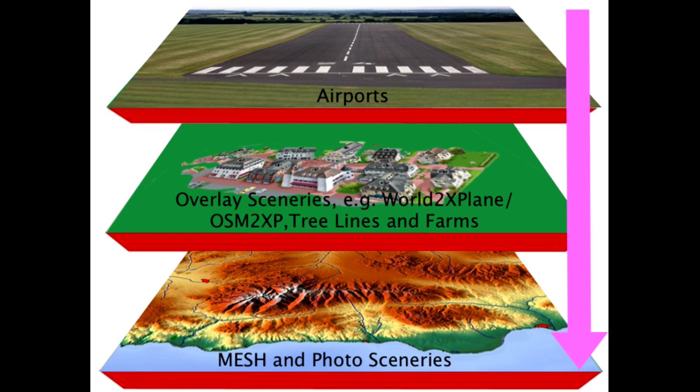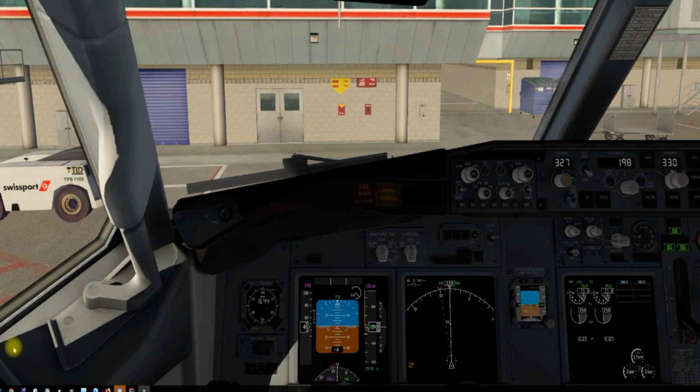This is how you order things in your scenery ini file. I'm sure you've seen this before, but I think it's always well worth putting in here. So as you can see, airports at the top, overlays, sceneries, etc., then your meshes and photo sceneries.